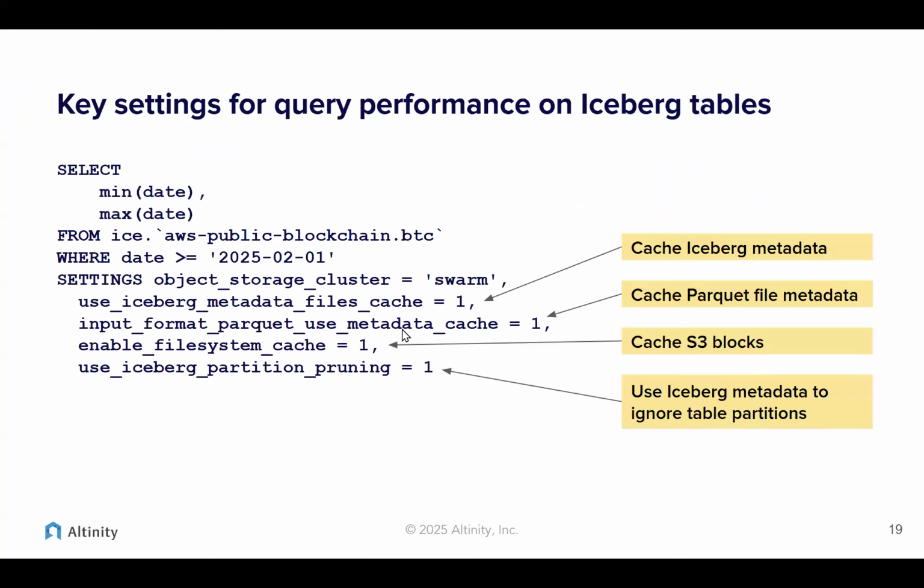So here are the settings to take advantage of these caches. Most of these are on by default, so you typically don't have to set these, although as you'll see, there's some configuration involved. But here's something where we're doing Iceberg tables. These are settings that you would want to have on to get maximum performance. So cache your Iceberg metadata, cache your Parquet, cache your S3 blocks, as many as you can.